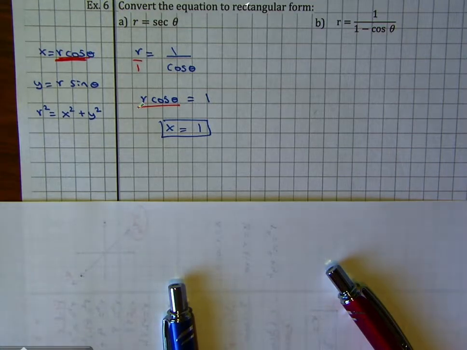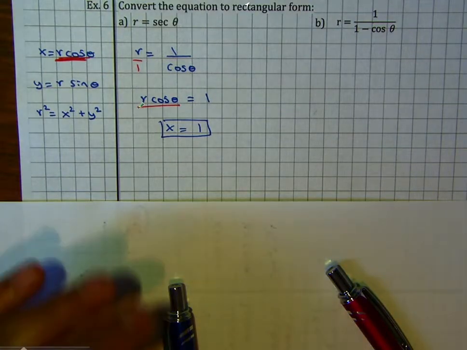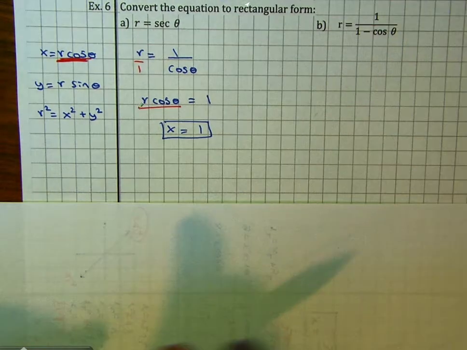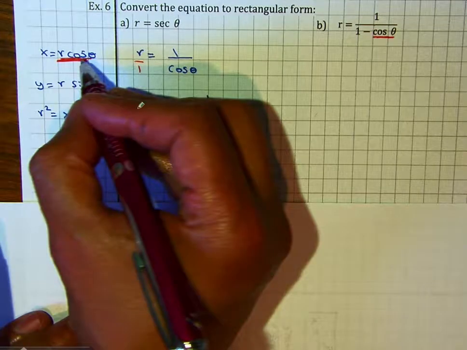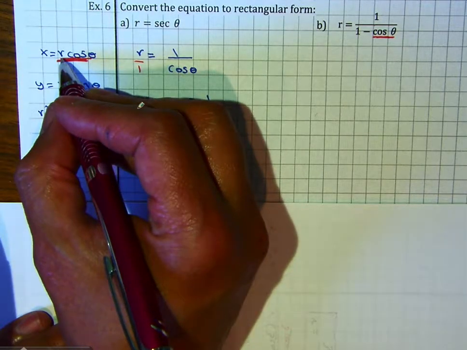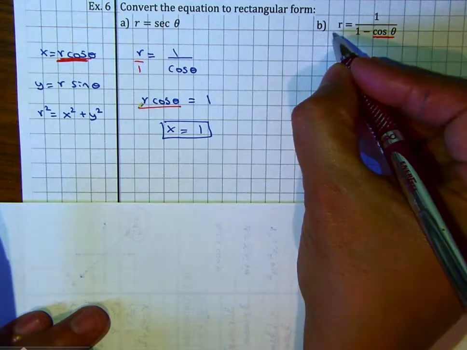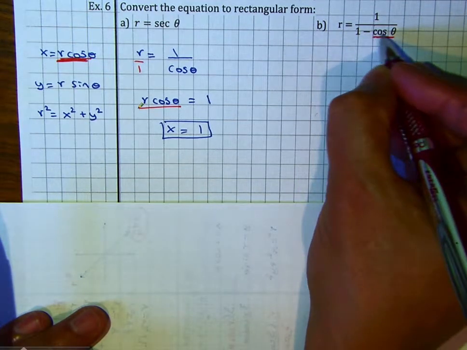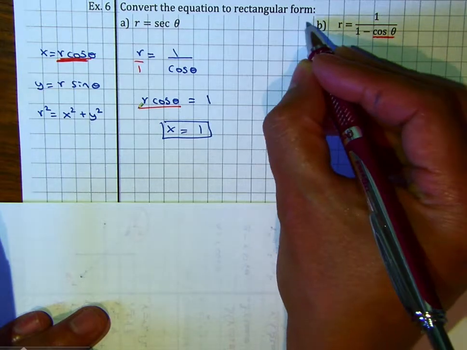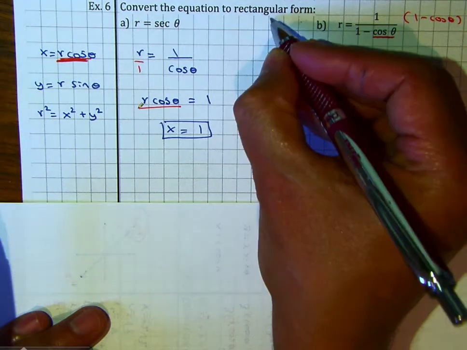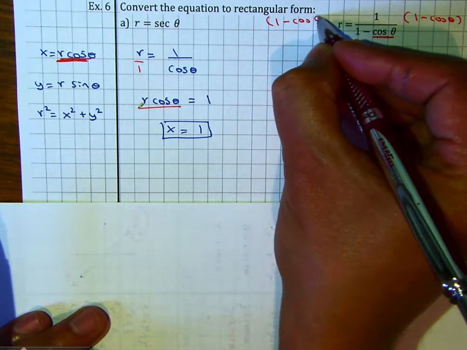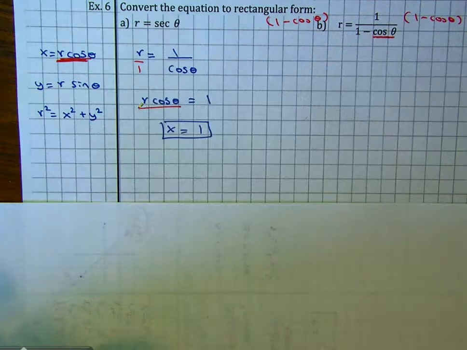Letter B. One of the key things that you have to remember is that in this case we do see a cosine, but you must have an r right next to it. We can cross multiply both sides again, since we have the cosine on the denominator. I'm going to multiply both sides by 1 minus cosine of theta, or you can think about cross multiplying as well, whichever you prefer.